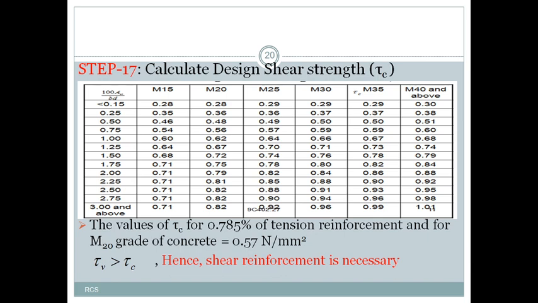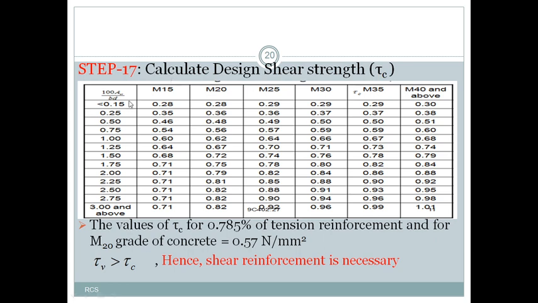If the nominal shear stress value is greater than your design shear strength, then definitely we go for the design. So for checking that purpose, we have to calculate the design shear strength of concrete. This value depends upon the percentage of steel provided and the grade of concrete which is used in the construction.